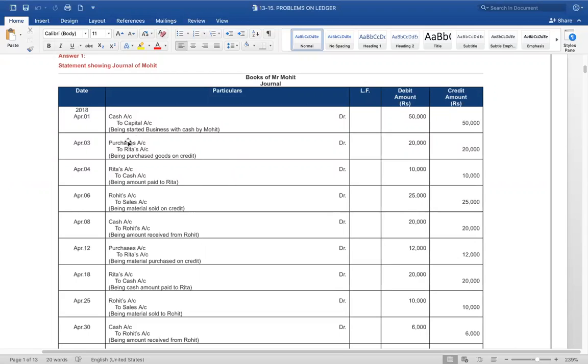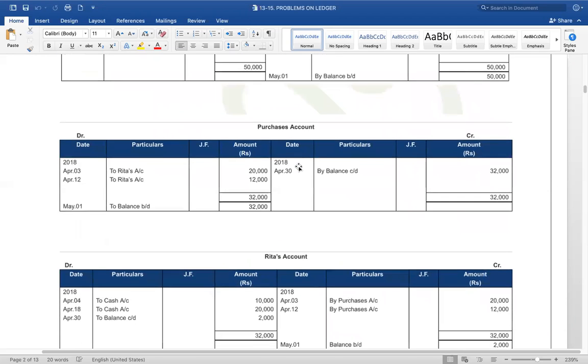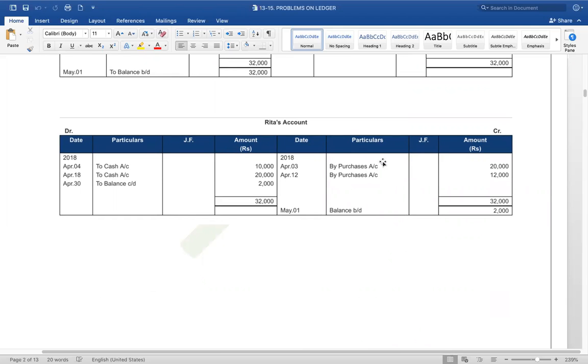Right. So Rita, there's Rita here on April 3rd. There's Rita on 4th. And there's Rita on 18th. Anything else? Purchases account debit to Rita. In Rita's account, you're writing by purchases. Actually, it is purchases account debit to Rita. In Rita's account, it is written by purchases 20,000. And we bought from Rita on 3rd April and also on 12th April. Again, we write on 12th by purchases account 12,000 is the amount.